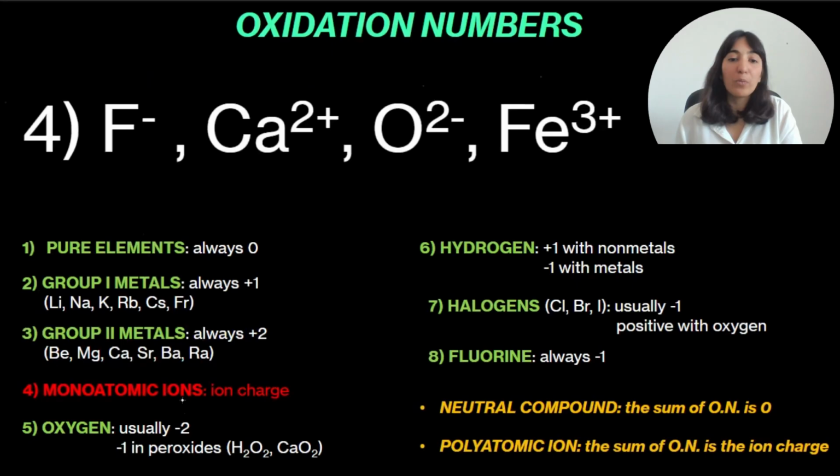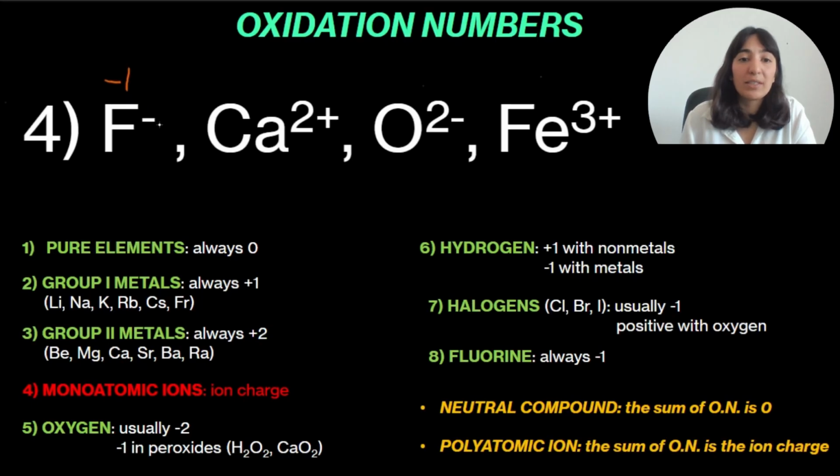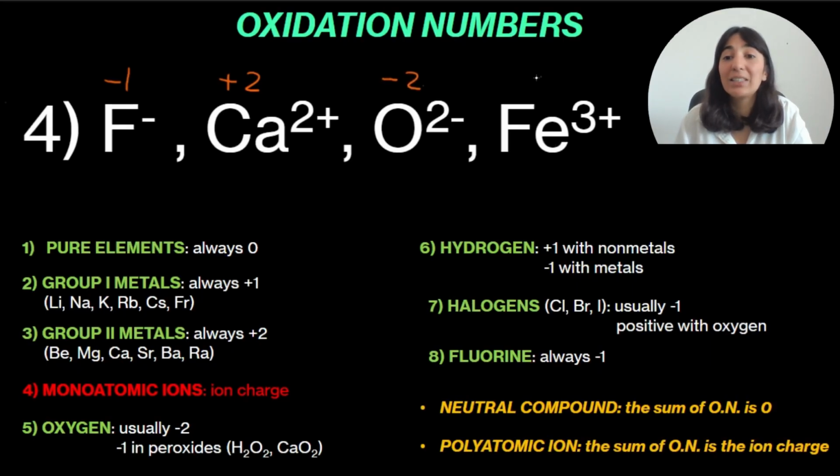And what about monatomic ions? Their oxidation number is the ion charge. For example, for fluorine here, F-, the oxidation number is -1, because this is the charge of the ion. For Ca2+, the oxidation number is +2. For O2-, the oxidation number is -2. For Fe3+, the oxidation number is +3.